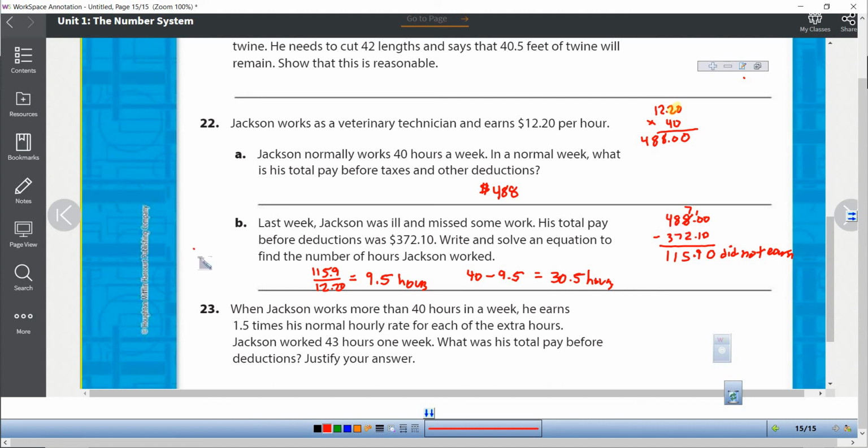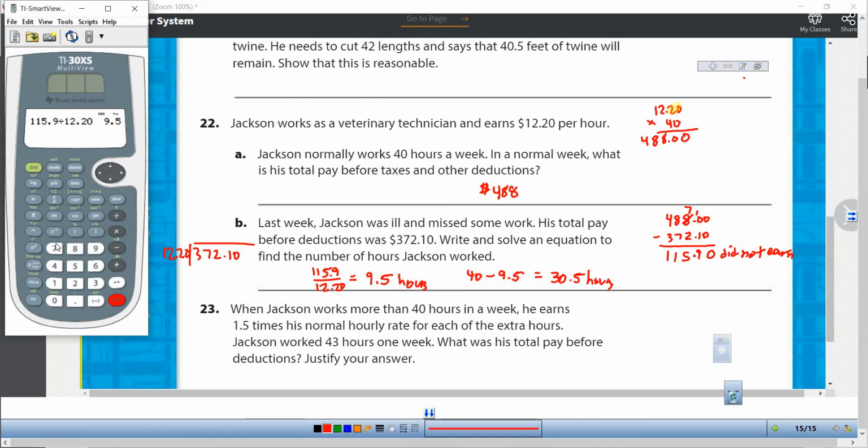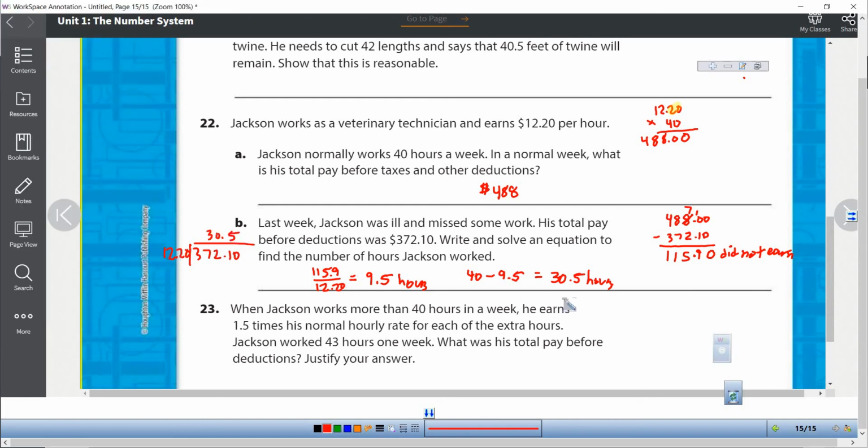Or we could just take that 372.10 and divide that by 12.20 and we should get the same answer. So if I do 372.10 and I divide that by $12.20 an hour, I should get the same result of 30.5, and I do. Okay, so 30.5 hours is how much he works. So this way is probably the better way, but here's a different way we could do it.